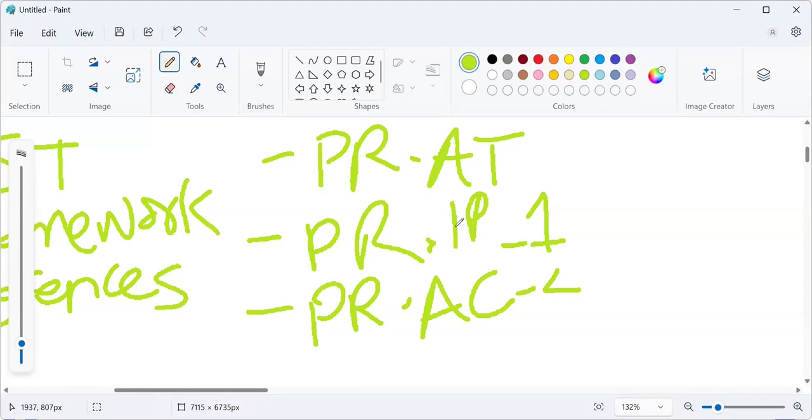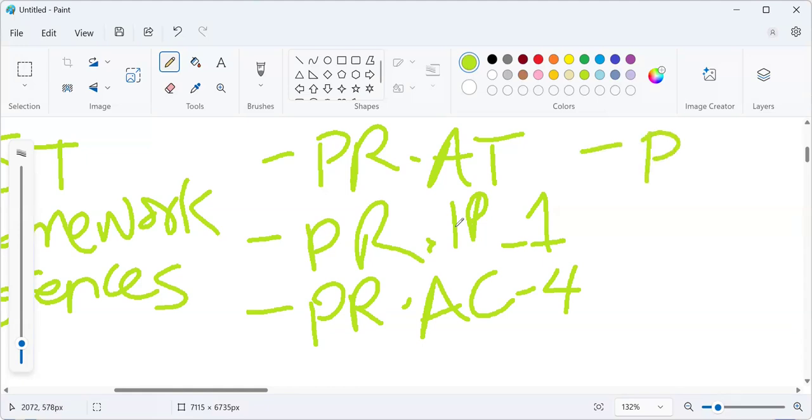We also have PR.AC-4. This is Protect Access Control, for managing access permissions and authorizations, ensuring that users have the appropriate level of access. For example, in the system, you implement role-based access control to ensure that only authorized personnel can access certain applications or data.